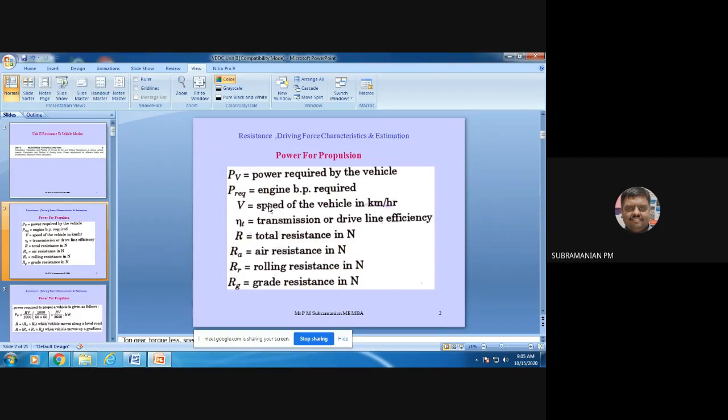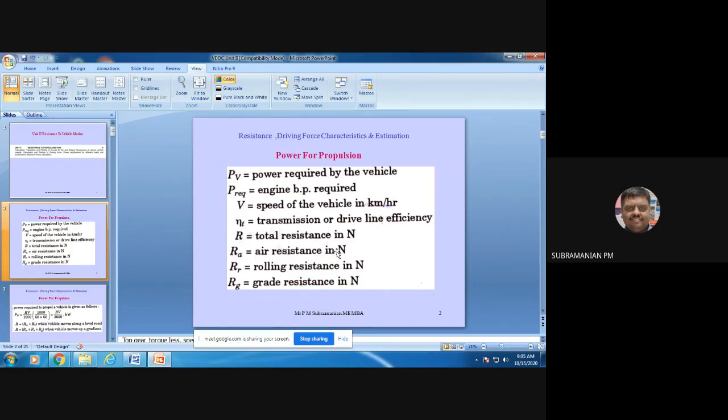Now, other parameters are: capital V is the speed of the vehicle in kilometer per hour. Transmission efficiency, you will be using this term, nu T, transmission or driveline efficiency. Then R is total resistance in Newton, R suffix A is air resistance in Newton, R suffix R is rolling resistance, and R suffix G is grade resistance. I will be discussing what these resistances are. There are different resistances. Aerodynamic resistance comes into the picture when the vehicle is traveling at high speed.